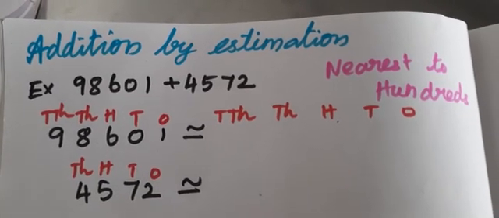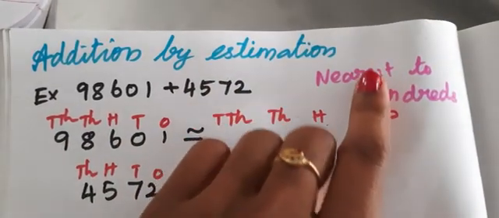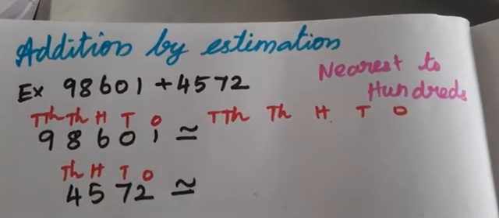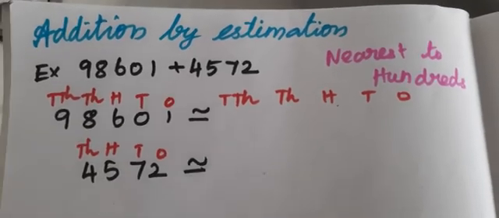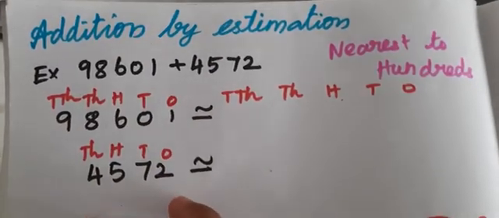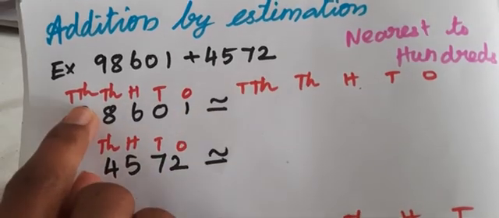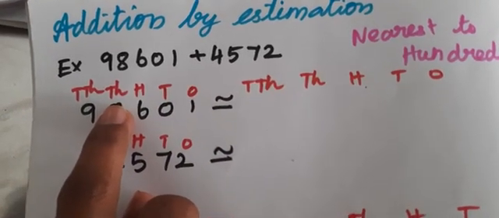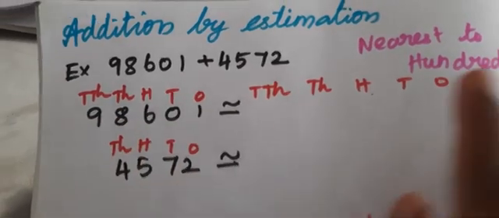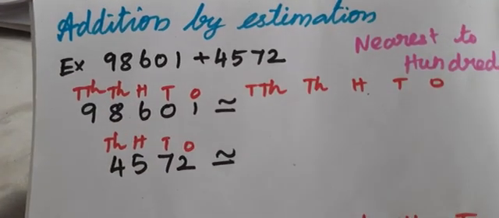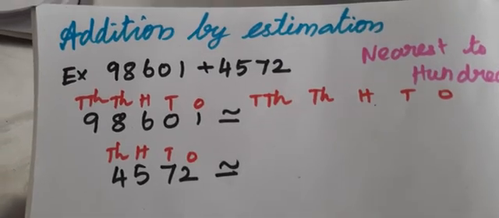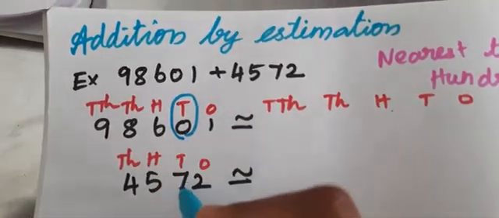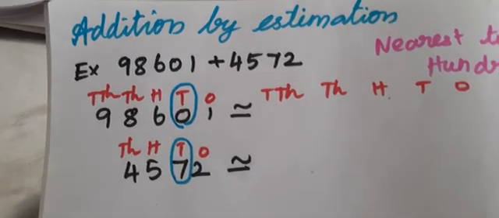Addition by estimation. Here we are going to apply that nearest to hundreds. This is a sum. First we have to write the numbers separately and then write the places. Use capital letters only, don't use small letters. Nearest to hundreds means which digit do we have to observe? Yes, it's the tens place. We have to circle it.